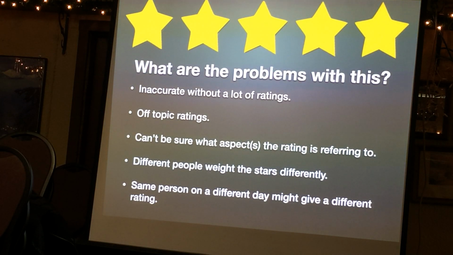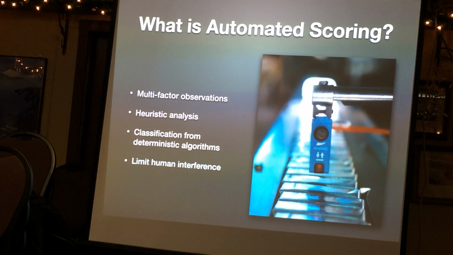Different people will use the stars differently. Some people will be really picky about giving a 5-star review to something, and other people will be like, "Yeah, I liked it, 5 stars." And then, of course, the same person on a different day might give a different result, and that's a really big problem. So, what is automated scoring?